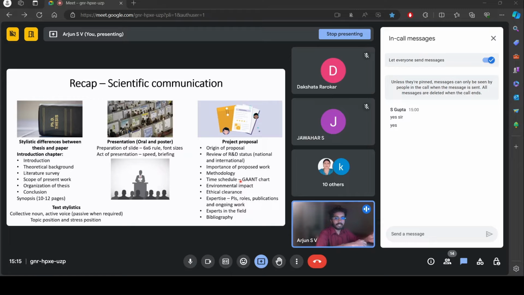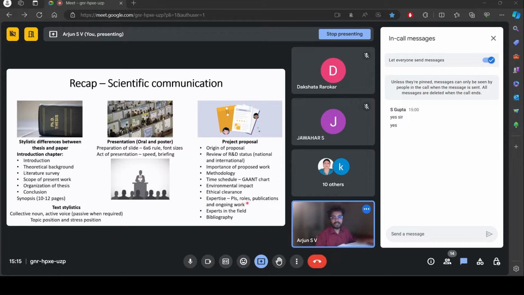After the methodology and time schedule, you will be addressing the environmental impact as well as the ethical clearance of the project. And after that, you will be mentioning the expertise involved in the project, mainly the names of the PIs who are the principal investigators, and what are their roles.